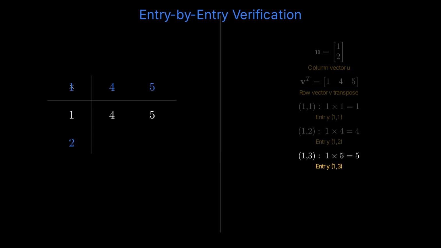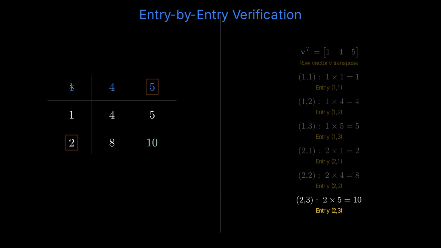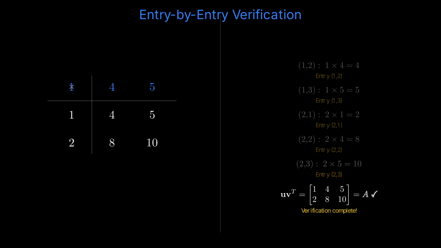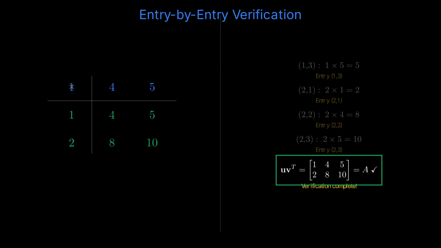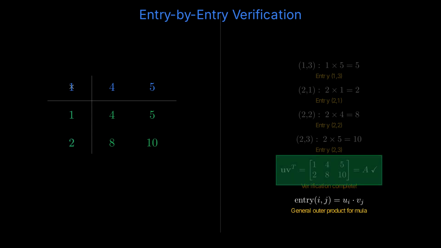That completes the first row. Now for the second row, entry 2, 1. U sub 2 times V sub 1 equals 2 times 1, which is 2. Entry 2, 2. U sub 2 times V sub 2 equals 2 times 4, which is 8. Entry 2, 3. U sub 2 times V sub 3 equals 2 times 5, which is 10. And there's our result. The matrix with rows 1, 4, 5, and 2, 8, 10. Exactly our original matrix A. Every single entry is the product U sub i times V sub j.